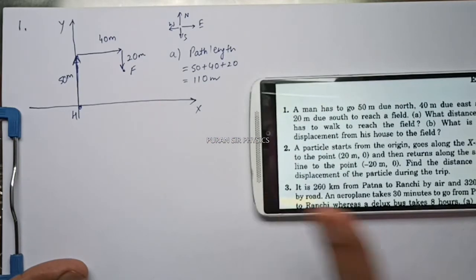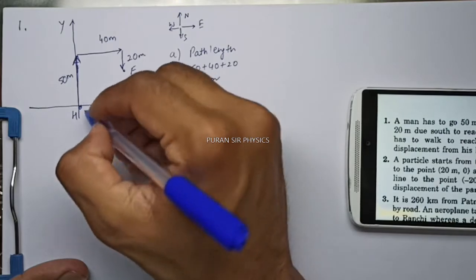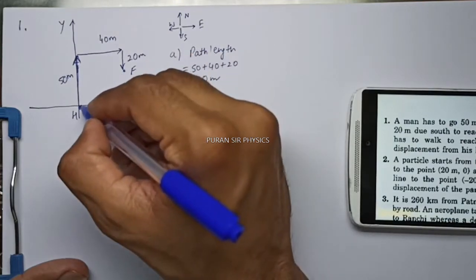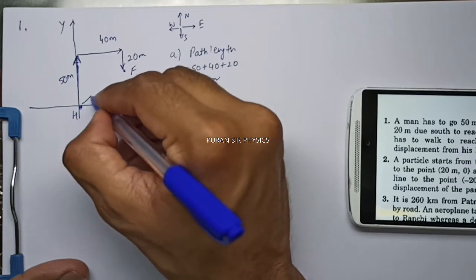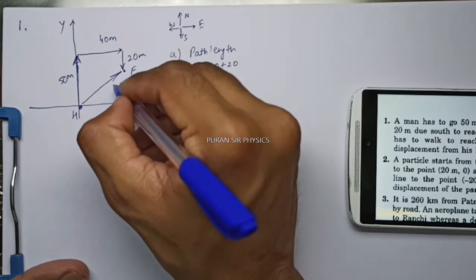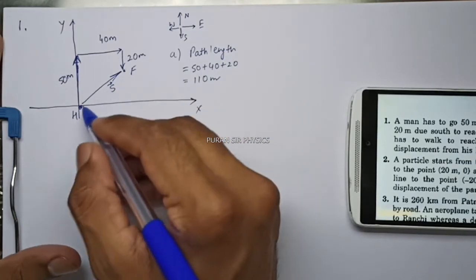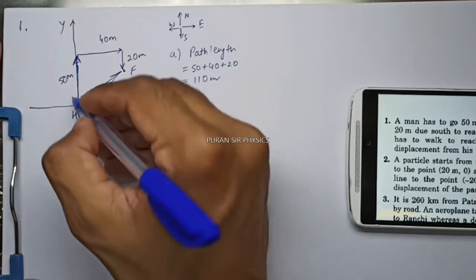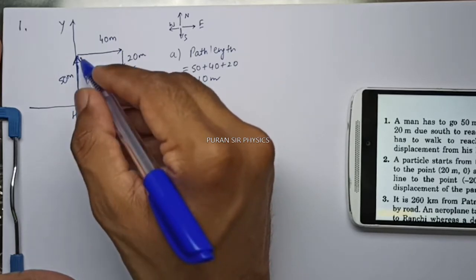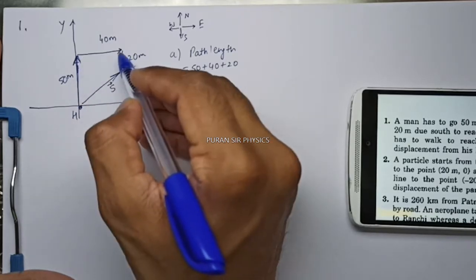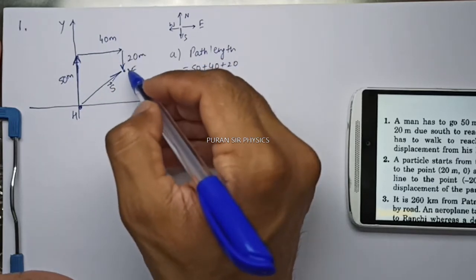And in the second part we have to find the displacement. So basically displacement is the vector that is drawn from the initial position to the final position. So in this case, this is your displacement. Okay, in order to find the displacement we can apply polygon law. So we can take this displacement as 50 meter j cap and this displacement as 40 i cap and this is minus 20 j cap.